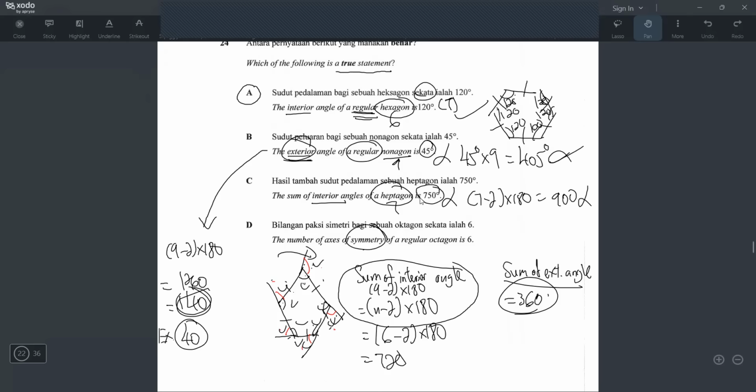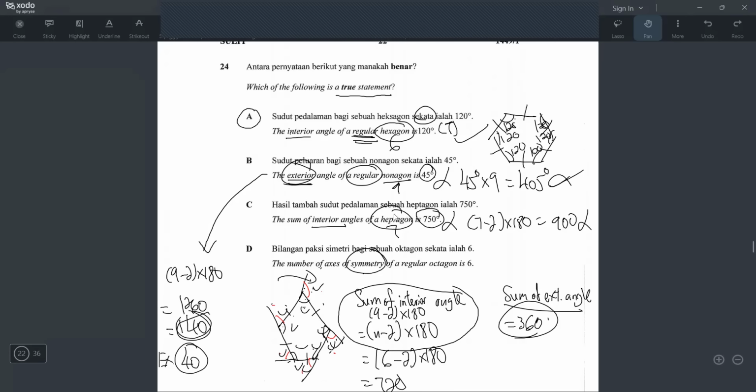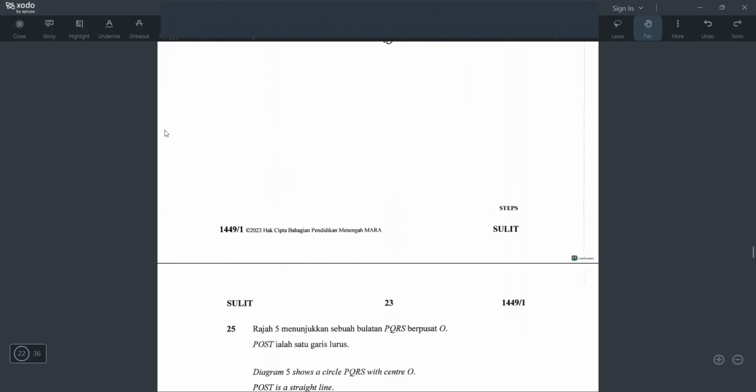I'm spending so much time on this question, but I think it's worth explaining. Yeah, so I think you know why the answer is A, right? Because the axes of symmetry in a regular octagon should be 8, not 6. So A is the answer. Okay, let's continue.